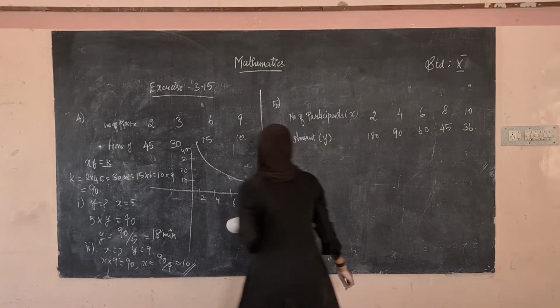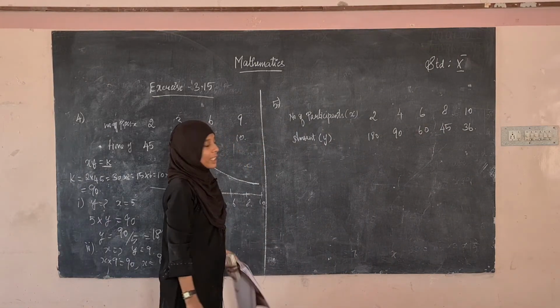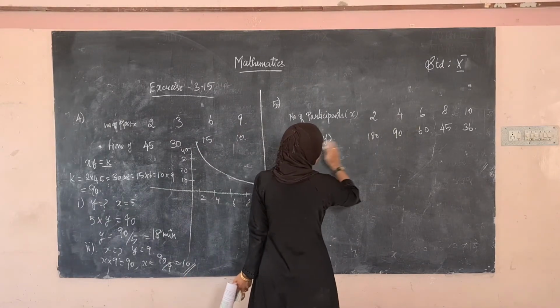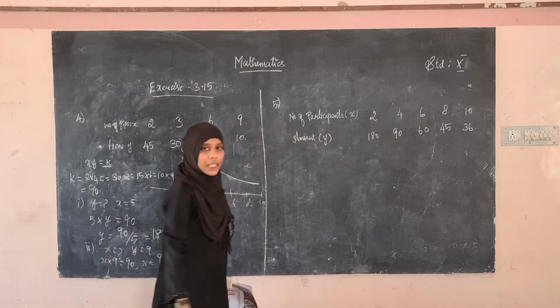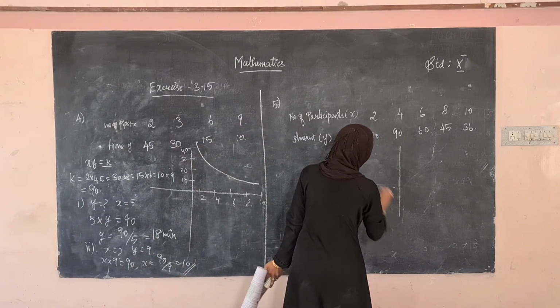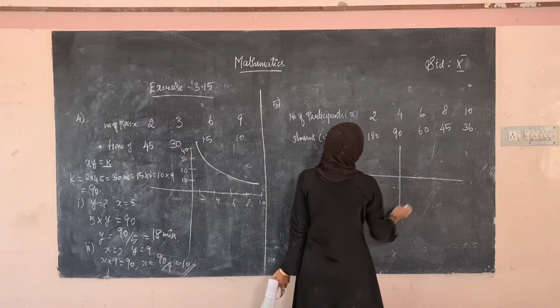Okay. So see here, what is the variation here? See here, the number of participants is increasing and the amount is decreasing. So surely the variation here is indirect variation. For this you have to draw the graph. So mark the points and draw the graph.